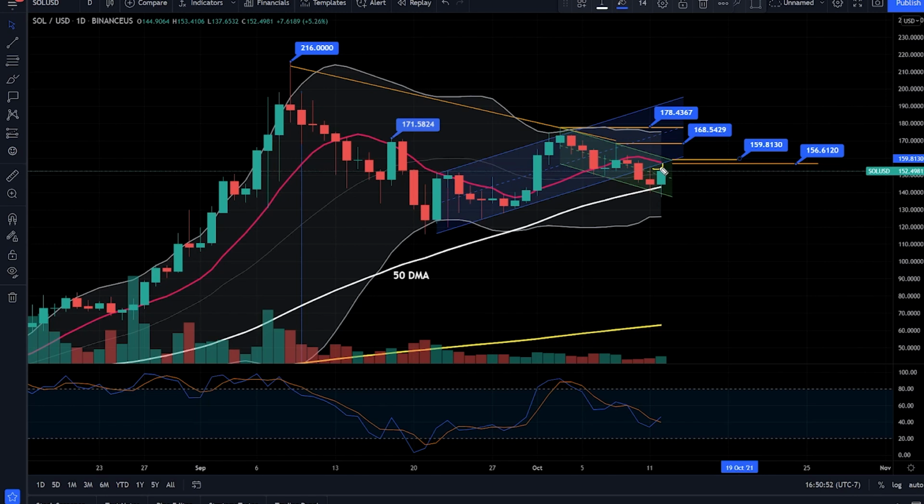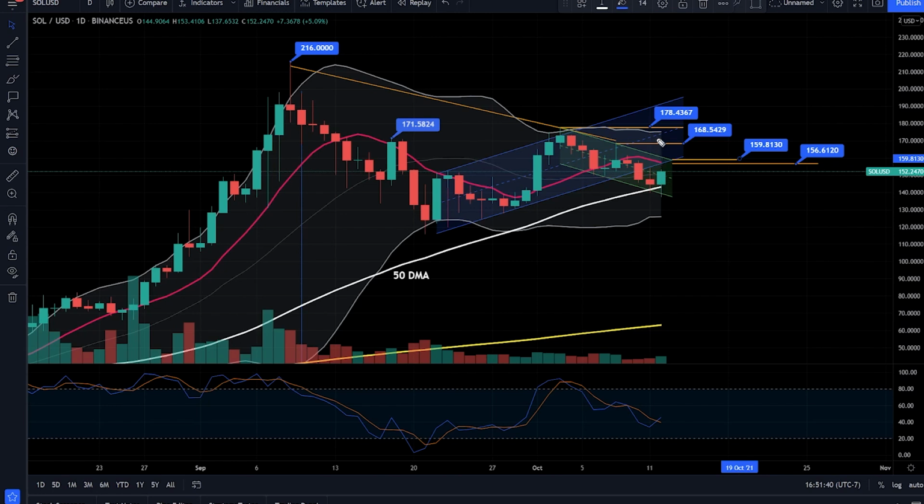Here is the key. If Solana can cross over the 10 days moving average, then it would likely test the resistance of this downward channel at around 160. If Solana can stabilize over 160, then all probability is pointing to it would break out and continue this reversal in price. The next resistance level would be at 168.5, and then we're looking at a retest of the prior high at 178.